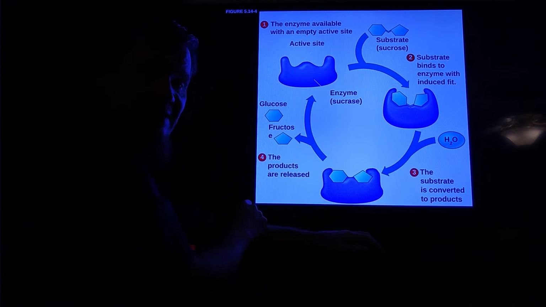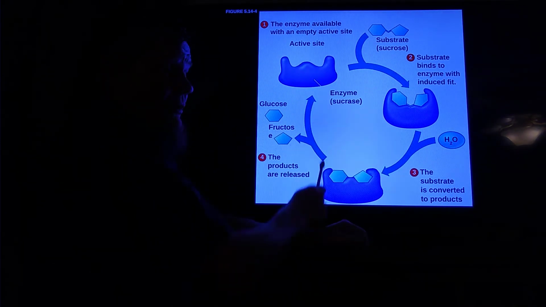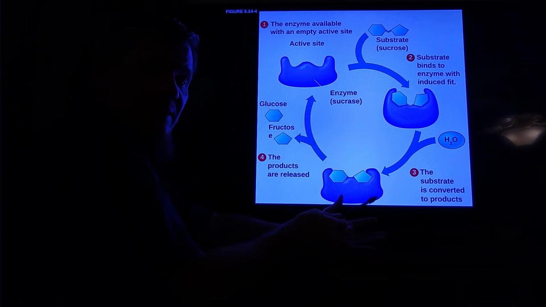And now I can use my enzyme again. Just like a key in a lock, I can use that key over and over again to open that lock. This tool can be used over and over again. This is how enzymes do their job.